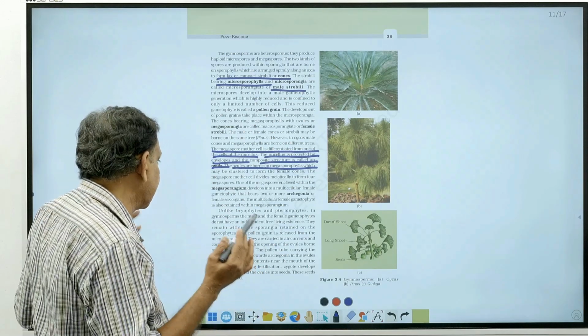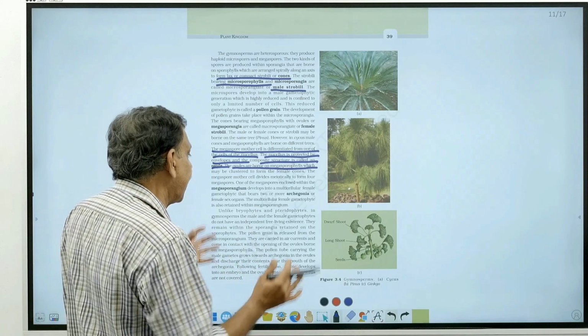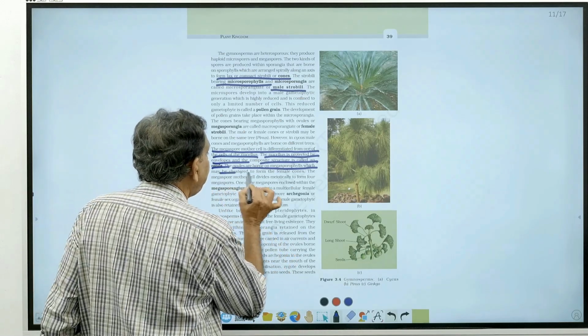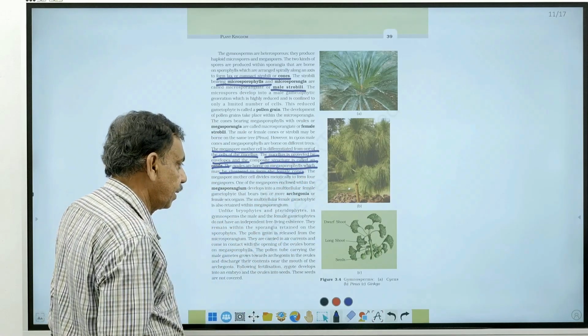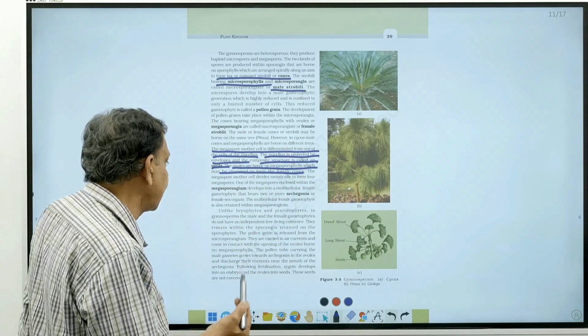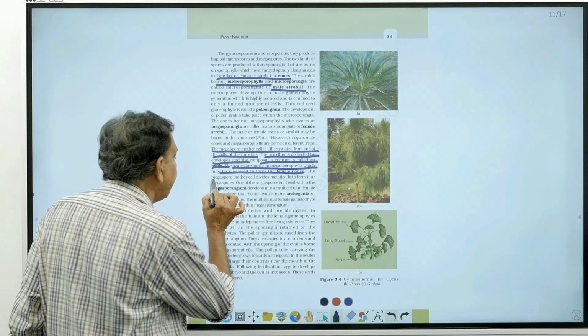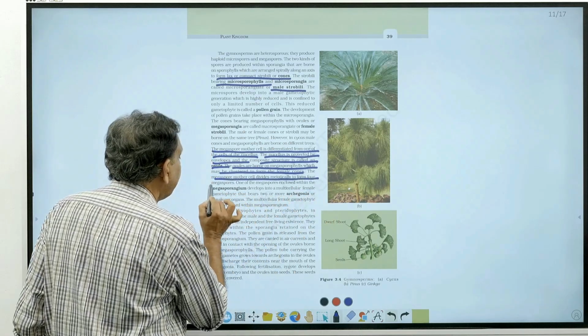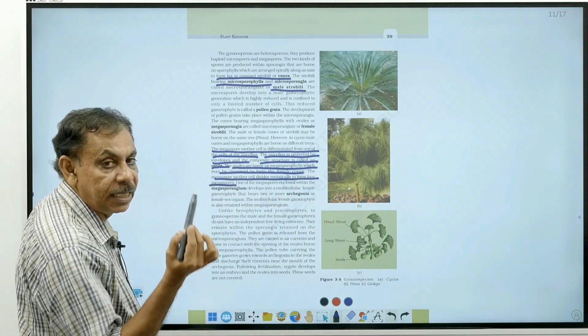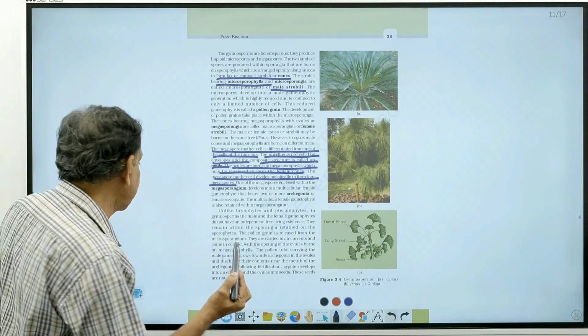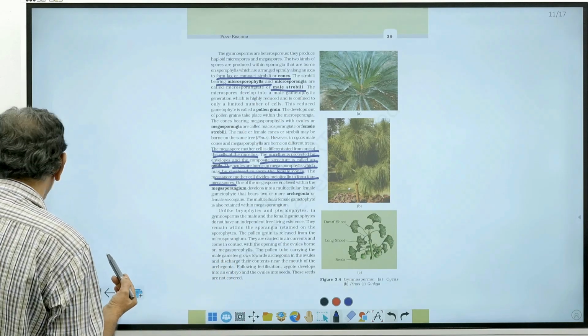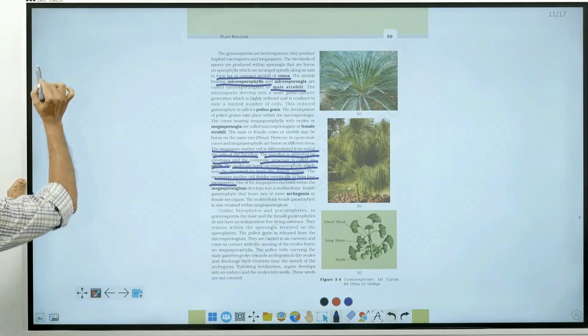Megasporangium is present in the megasporophylls. They cluster to form female cones. You can see that megasporangium contain megaspore mother cell which undergoes meiosis producing megaspores. Four megaspores are produced. The structure is like this.